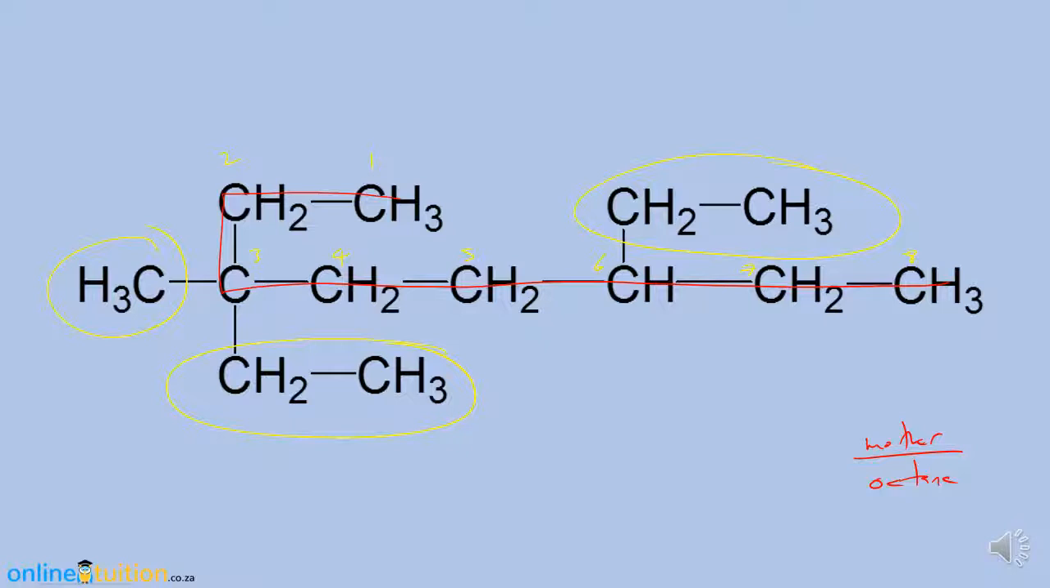Now you think about this. If I went the other way around and I numbered, let's get a beautiful red here. That's 1. That's 2. That's 3. Just the mother chain I'm numbering. 4, 5, 6. There's 7. And there's 8. So why can't we go from right to left? Because from right to left, we have an ethyl group sitting on carbon atom number 3. We have an ethyl group sitting on carbon number 6 and a methyl group sitting on carbon. But look at carbon atom number 6.